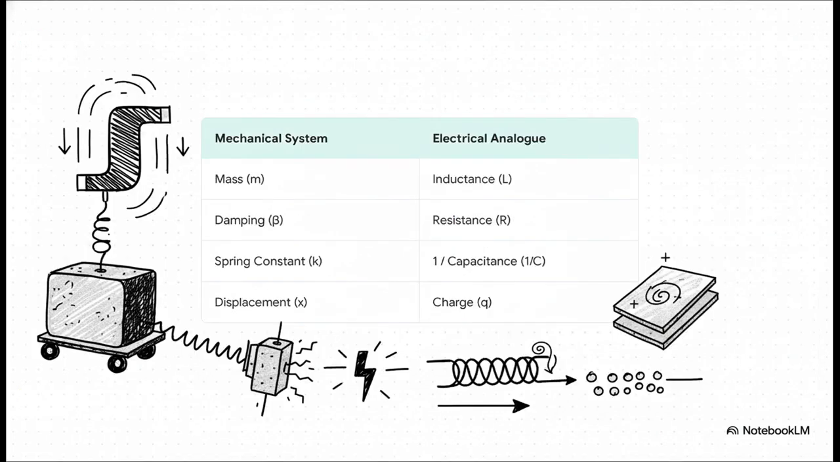This is a deep one-to-one analogy. The inductor, L, resists change in current. Just like mass, m, resists a change in motion. The resistor, R, creates electrical friction, just like our damping, beta. And the capacitor, well, it stores and releases energy exactly like the spring constant, K, does. One system is moving a weight through space, the other is moving charge through a wire, but the rules they're following are exactly the same.